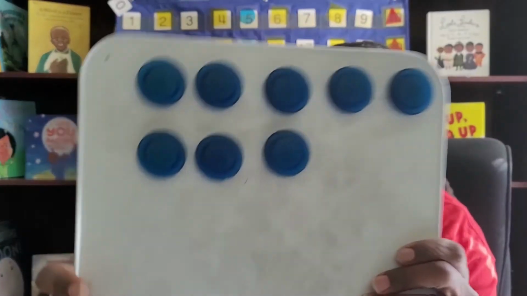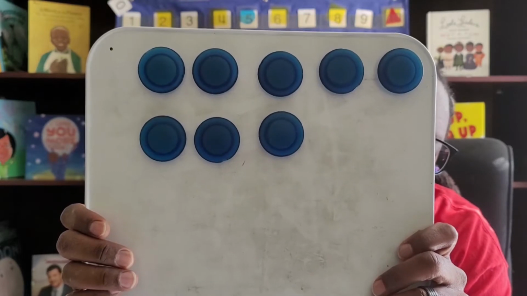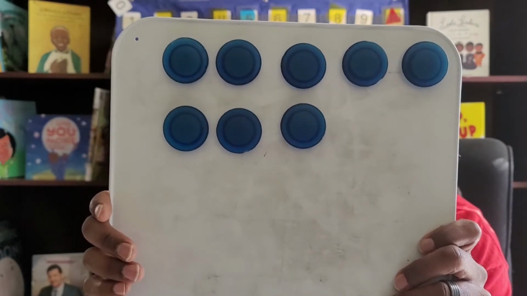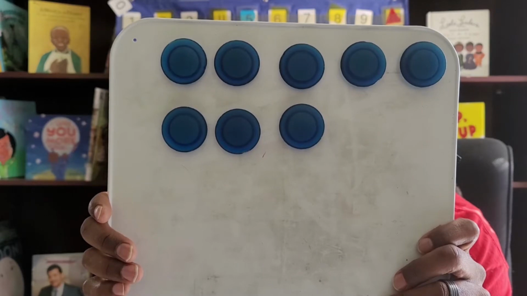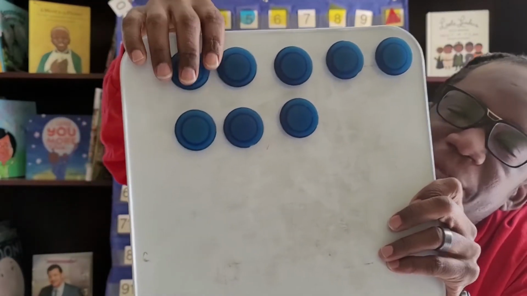All right, on my magnetic board, I'm going to put some magnets on there. And I need you to help me count my magnets. After you count them, you're going to tell me how many you counted. Take a look at the board. I need you to count them. You can point to them and count them. All right, let's count them. How many of these did you count?